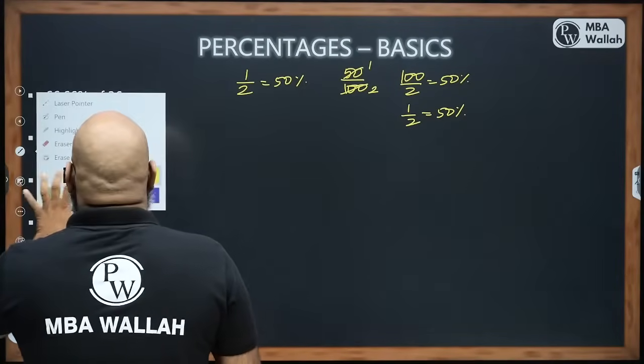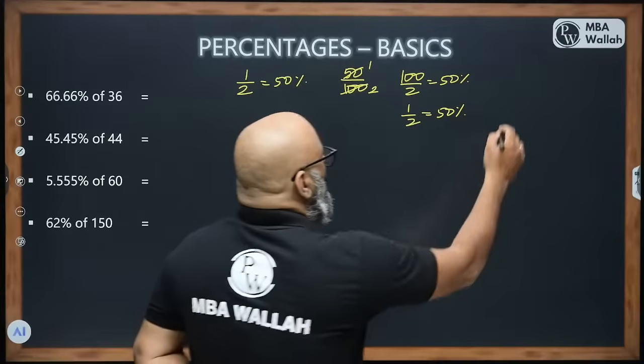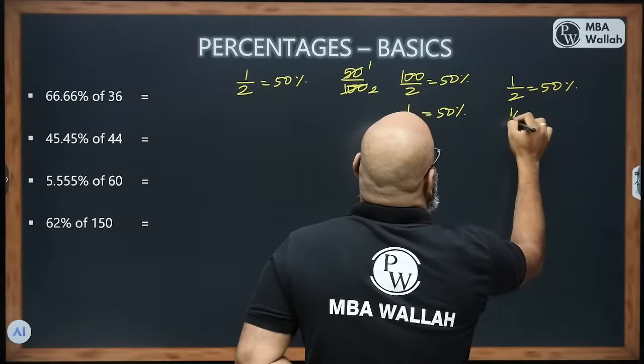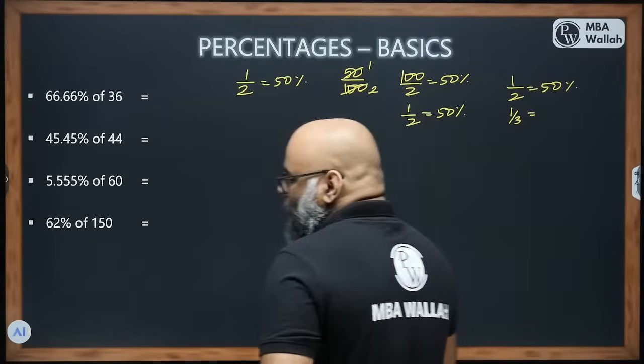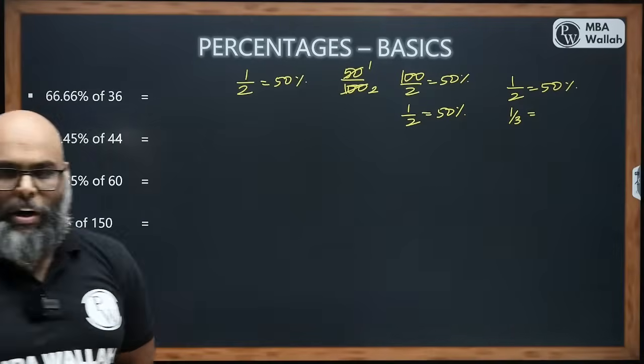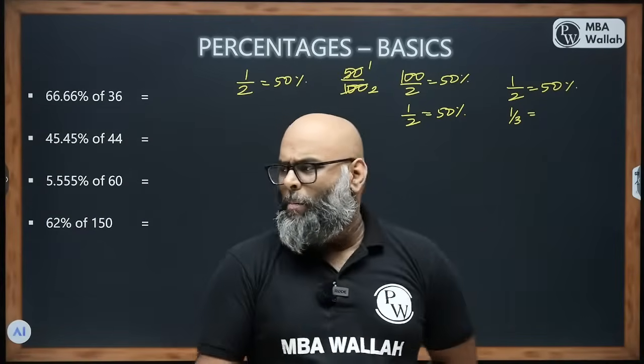Now, if 1 by 2 is 50%, then what is 1 by 3? If 1 by 2 is 50%, what is 1 by 3? What would be 1 by 3?